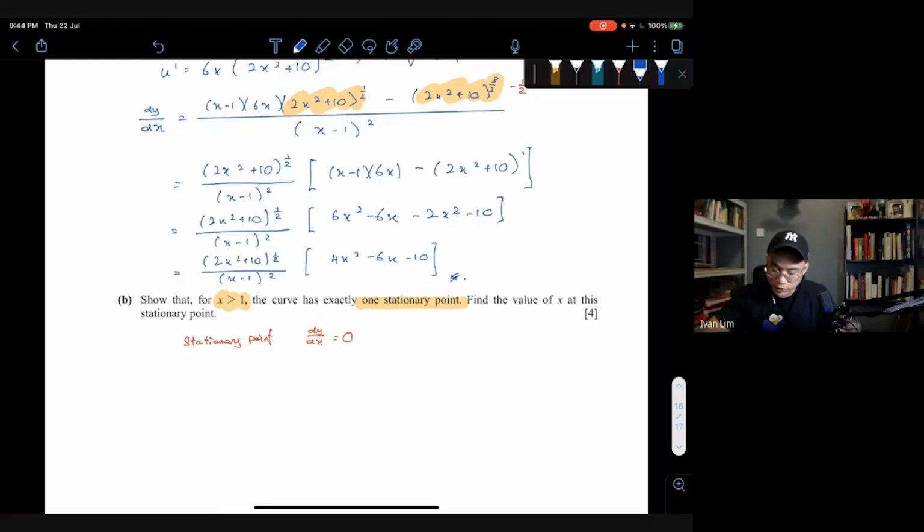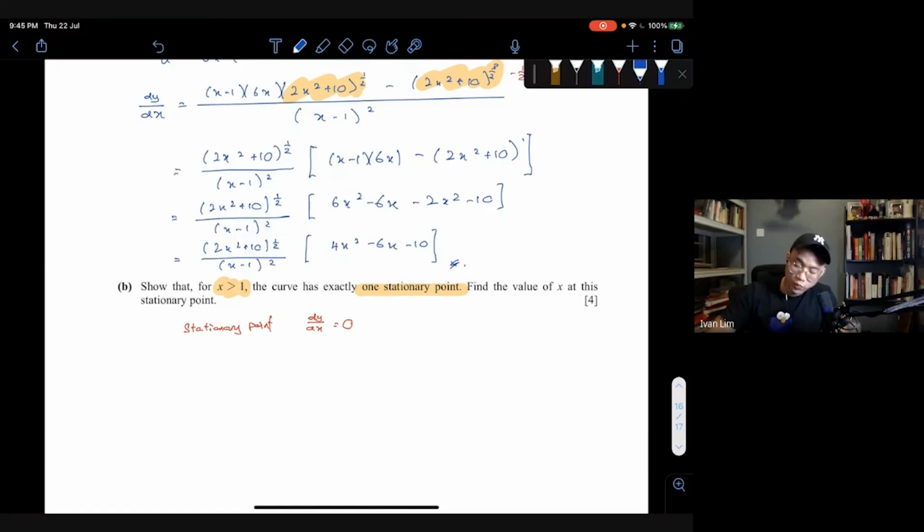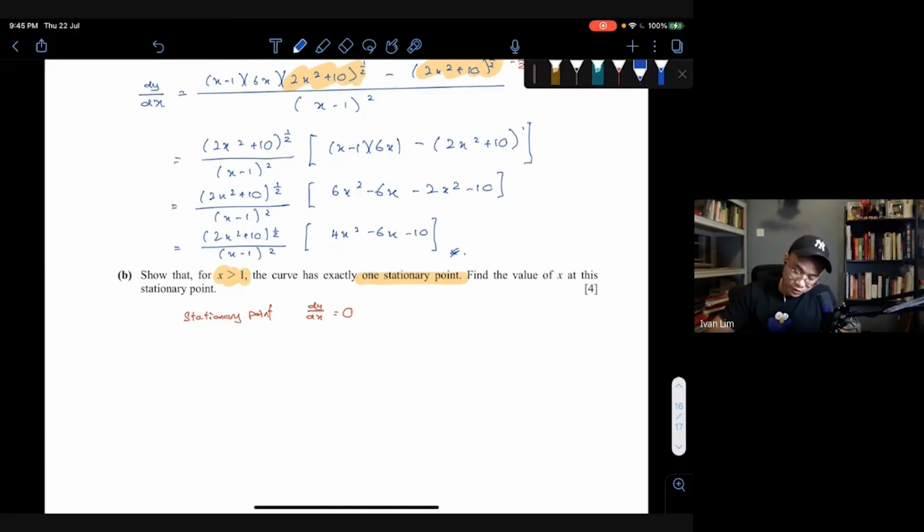So basically we are trying to prove that this whole expression equals 0. Whenever you see this kind of equation, you just take the numerator equals to 0. Why? Because we cannot take the denominator equals to 0. If we do, it will become a math error. What we want to prove is that it has only one solution, that means only one x value will be valid, and the condition is x is more than 1. So we try.